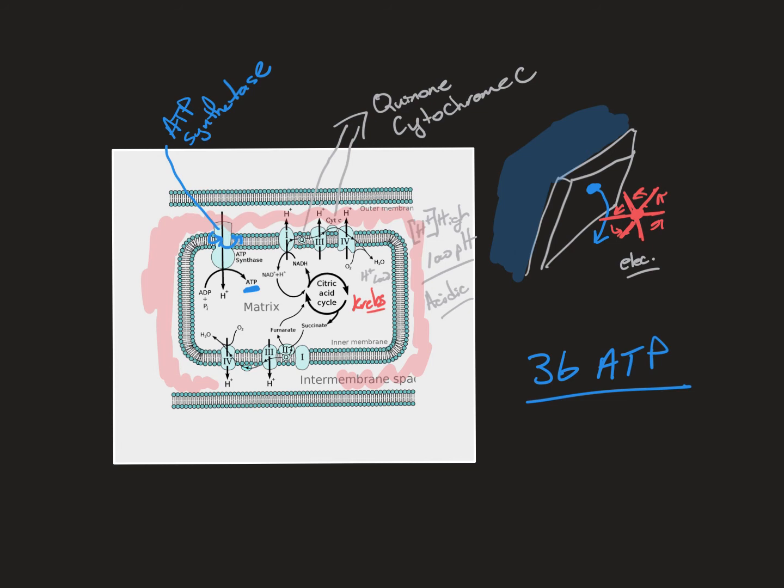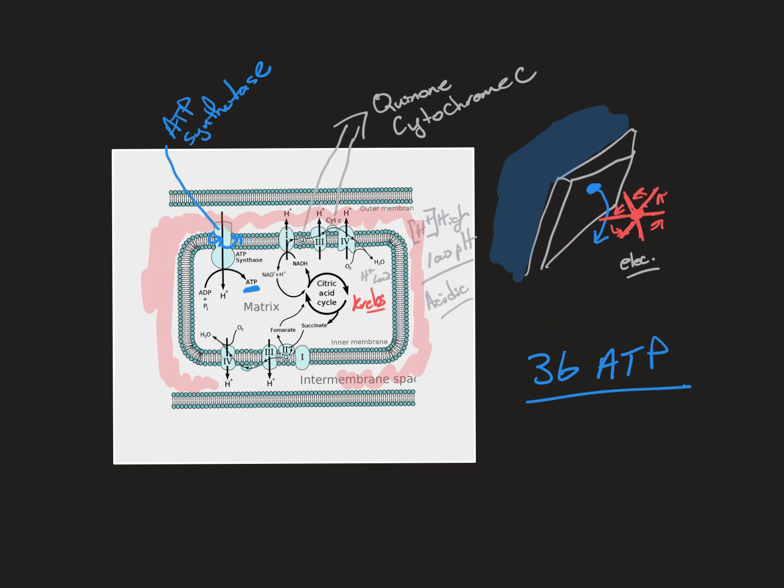We use the chemiosmotic gradient of this hydrogen ion concentration to give the ATP synthetase the energy it needs to be able to turn, to have hydrogen flow through. That allows ADP to be combined with phosphate, giving us the energy to bond a phosphate onto ADP, making this high energy molecule ATP that we can use all over the cell.